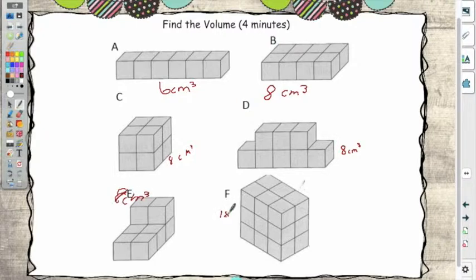I think it's 8. Okay. So this one, if you're watching from home, is 8 centimeters cubed. Sound good? Okay.